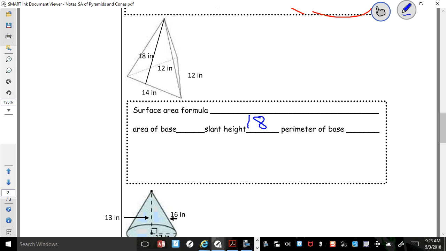We got the perimeter, right? Here's the base, 14. So perimeter would be 12 plus 12 plus what? 14. Which equals what? 38, right, Glory? Yeah, she's right. Good. How are we going to find the area of the base? You do 1/2 times base times height. We do have to do 1/2 times base times height. So let's go.